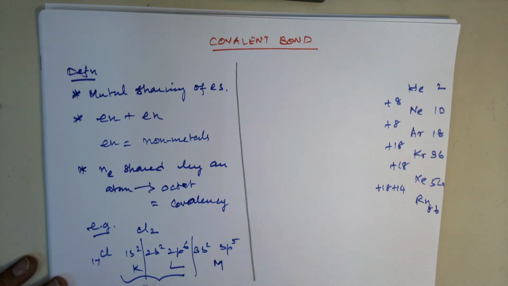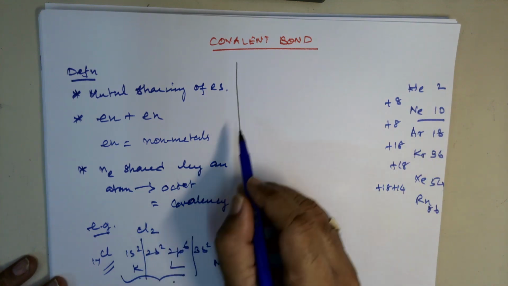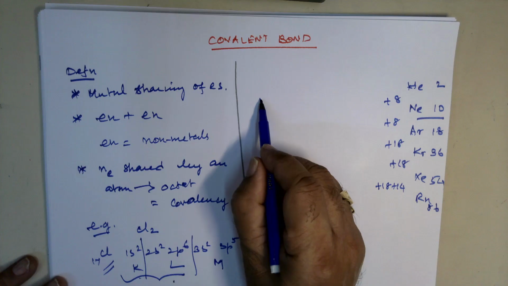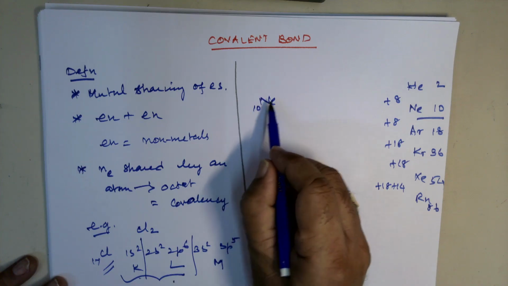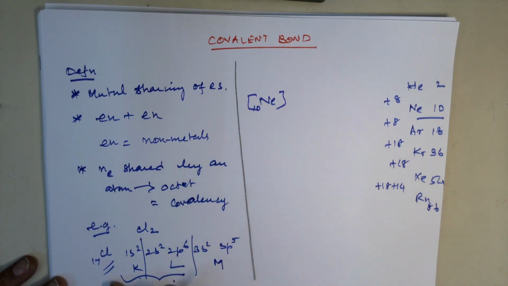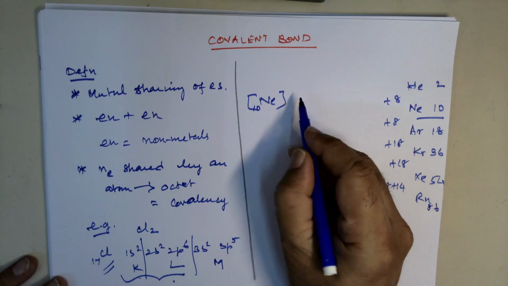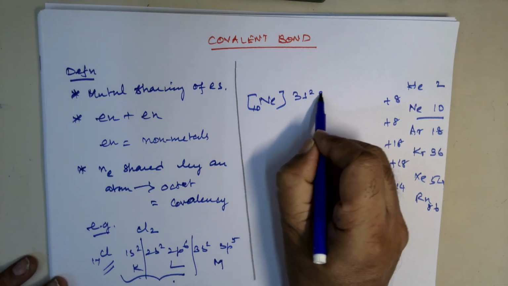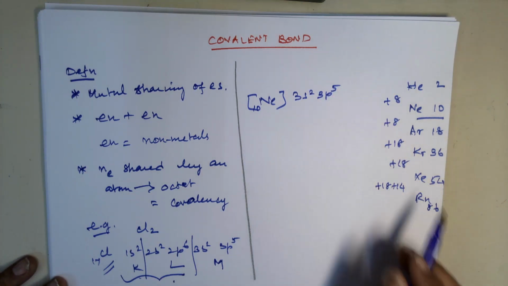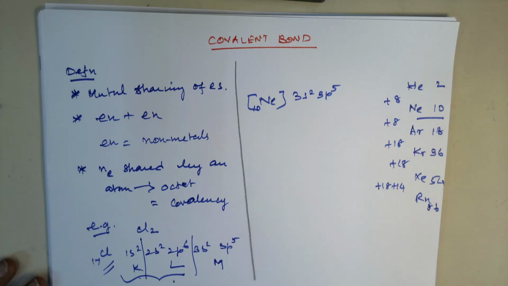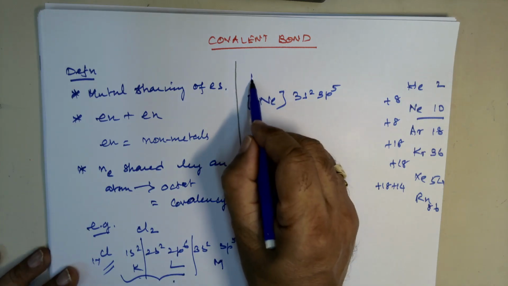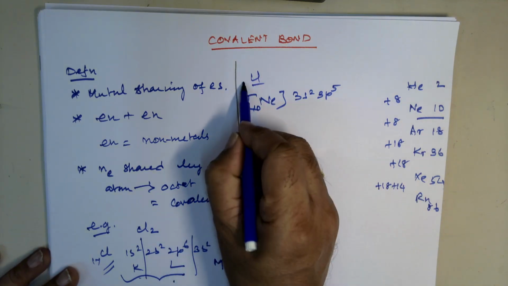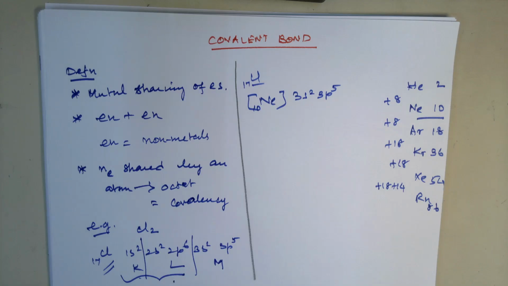Now, which is the closest inert gas for chlorine? You can say neon. So this is 10. So you can write the electronic configuration simply. Put neon 10. So that accounts for 10 electrons and the remaining is 3s2, 3p5. This is the easy way of writing the electronic configuration of the given elements. For chlorine, this is the electronic configuration.